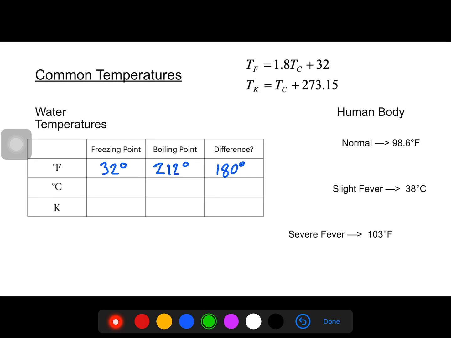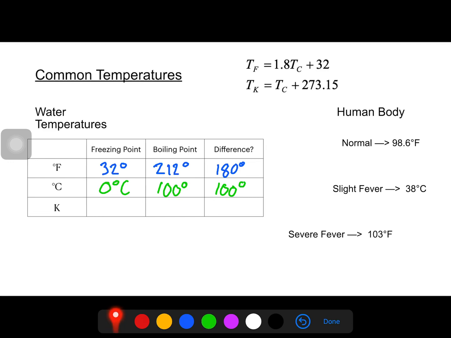The next thing that we're going to talk about is in Celsius. Now, you've been in science classes for many, many years, so I'm guessing at this point you know these as well, that water freezes at 0 degrees Celsius and it boils at 100 degrees Celsius, and the difference between those is, of course, then 100 degrees.